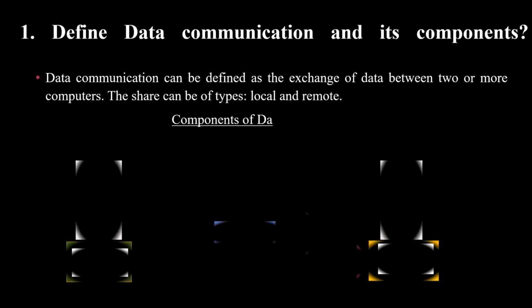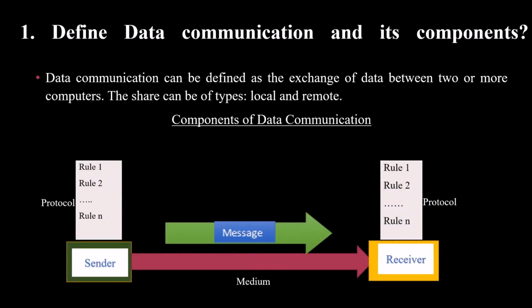A data communication system has five components: sender, which is used to send the data message; receiver, the device that receives the data message; and message, the data or information to be communicated; transmission medium, the physical path by which the message or data travels from the sender to the receiver; and protocol, a set of rules that govern data communication, or we say that it is an agreement between the communication devices.